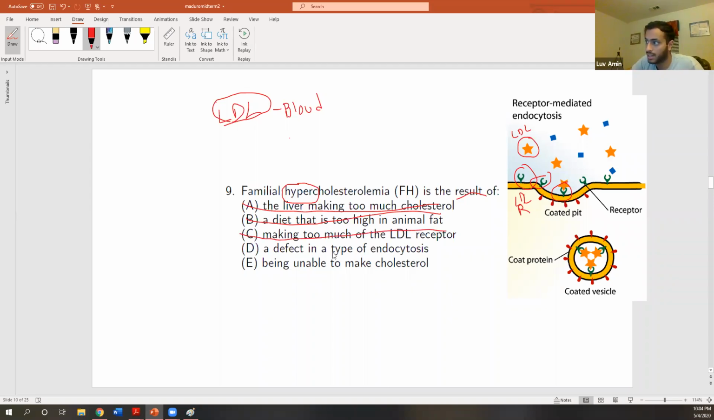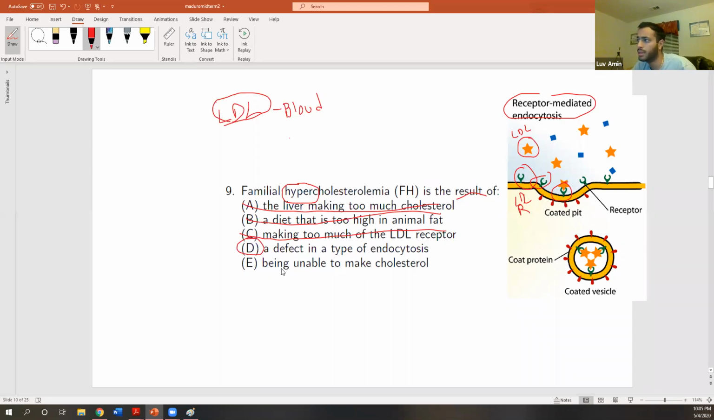D, a defect in a type of endocytosis. This is probably one of the most correct answers we have because it's a generalized answer. We know that it's taken up by receptor-mediated endocytosis, right? So if there's a defect, it can be anywhere. It can be in the vesicle formation. But in this case, we know it's in the receptor formation, which is encompassed in our answer. So D for now sounds right.